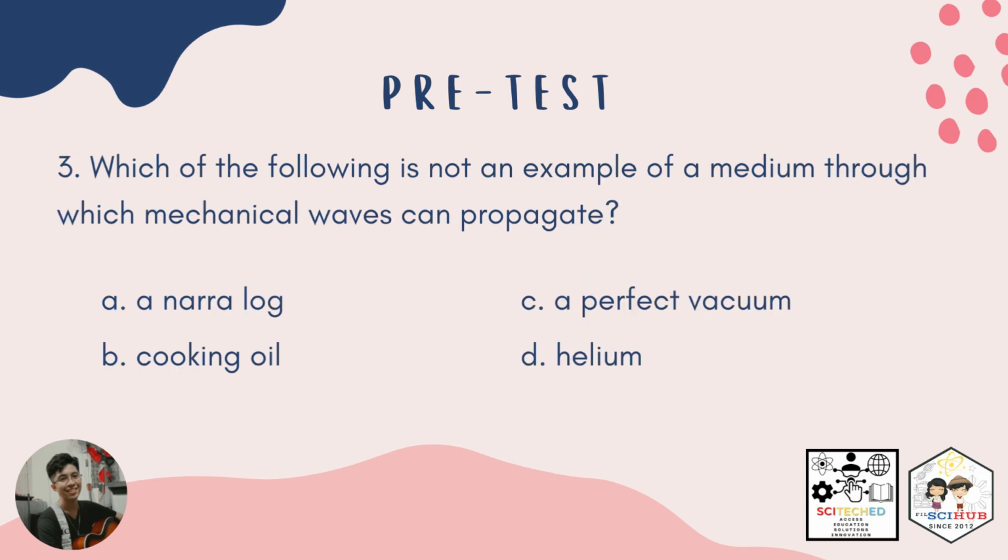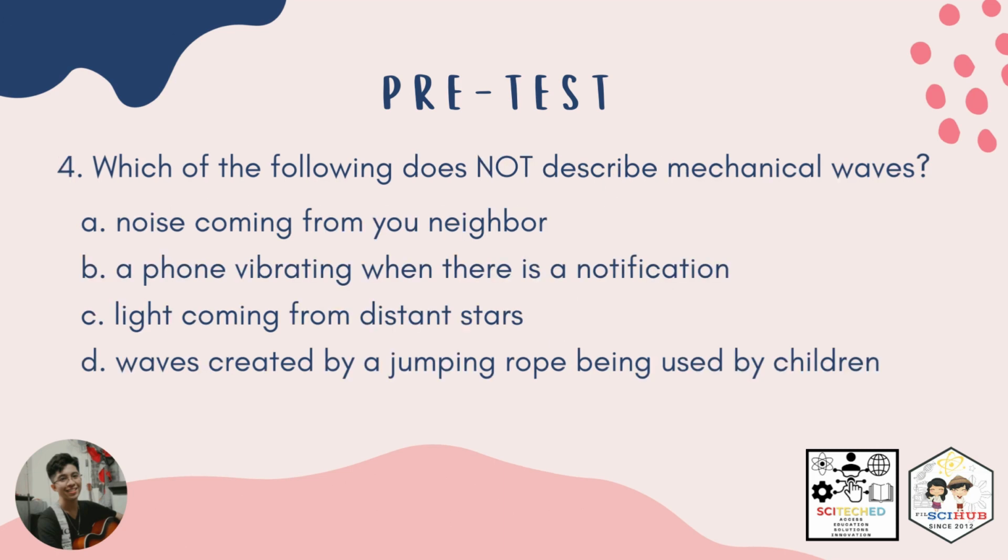Number 3. Which of the following is not an example of a medium through which mechanical waves can propagate? Letter A. A narrow log. Letter B. Cooking oil. Letter C. A perfect vacuum. And letter D. Helium. Number 4. Which of the following does not describe mechanical waves? Letter A. Noise coming from your neighbor. Letter B. A phone vibrating when there is a notification. Letter C. Light coming from distant stars. And letter D. Waves created by a jumping rope being used by children.